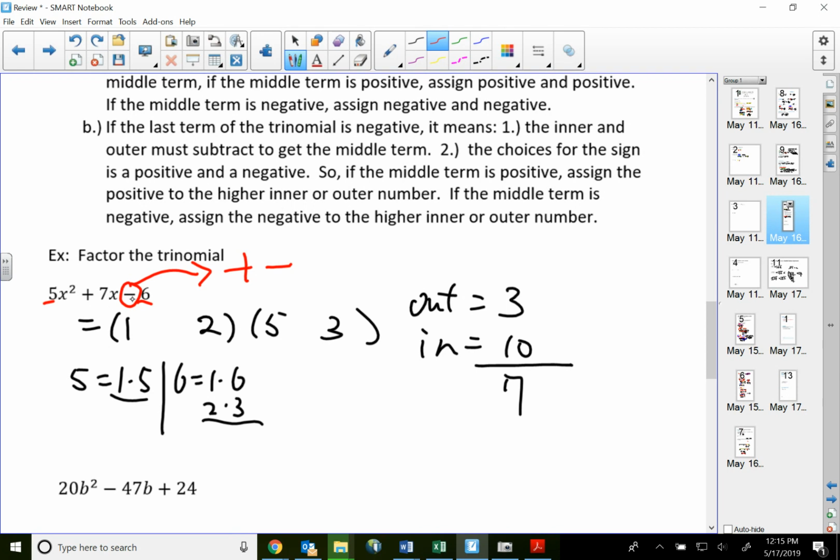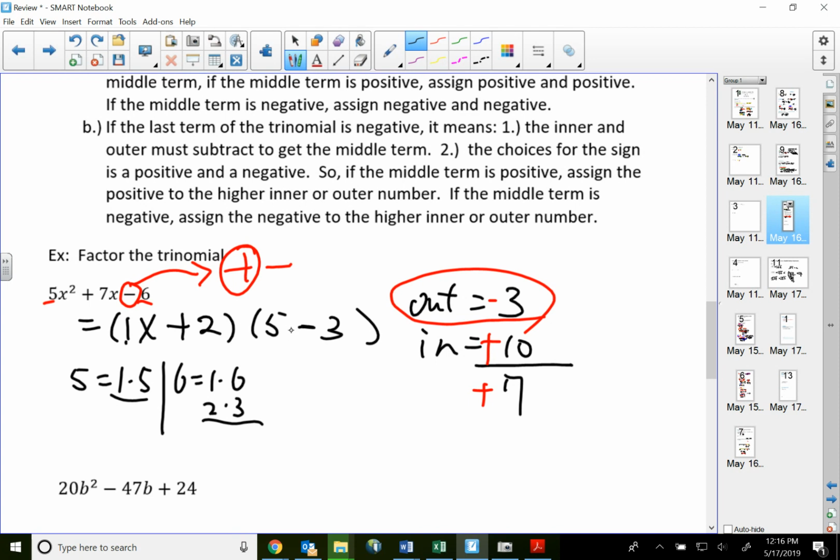If the middle term is positive, that's what I have, then I will assign the positive to the bigger of the 2 inner and outer, because I need more positive than negative combined to end up with a positive 7 in the middle. So once I know my outer has to be negative 3, then that will be 1 times negative 3. So the other parenthesis has to be positive. Now I have a negative 3 on the outer, positive 10 in the inner. So my inner and outer combined will be positive 7.